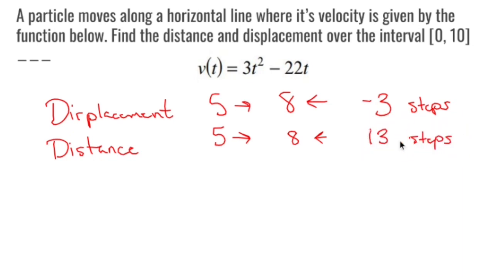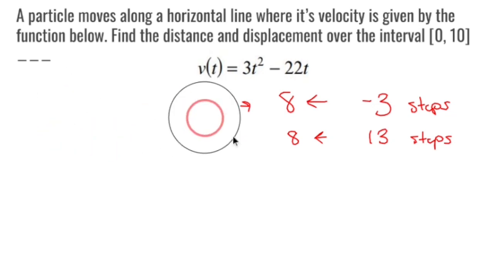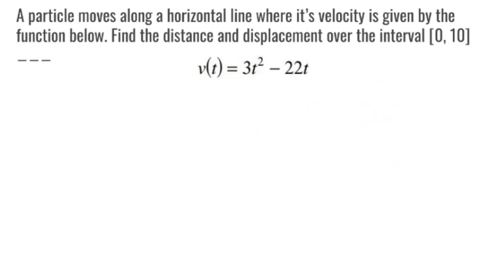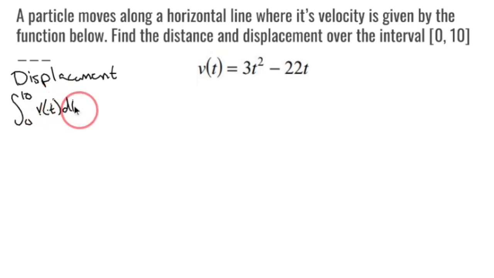So what we're going to do is find displacement and find distance. One's going to tell us where we are currently at the moment, and the other one's going to tell us how many spaces, units, whatever, that we moved. So let's start with the easier one first. Let's start with displacement. Displacement is pretty simple, relatively speaking. You take the integral from where you start to where you finish of your velocity function, and that's pretty much it. Nothing fancy, nothing crazy.